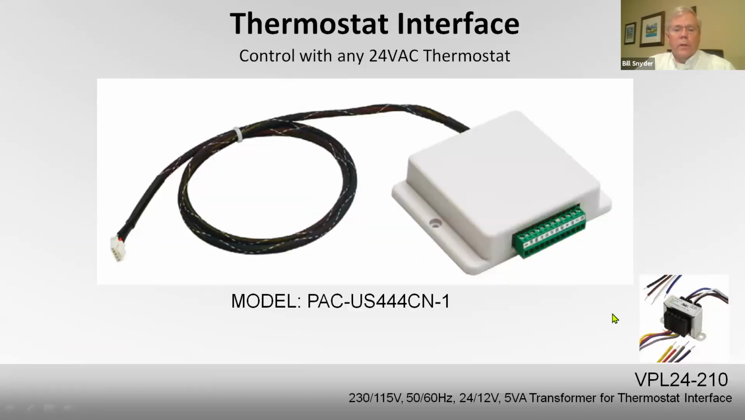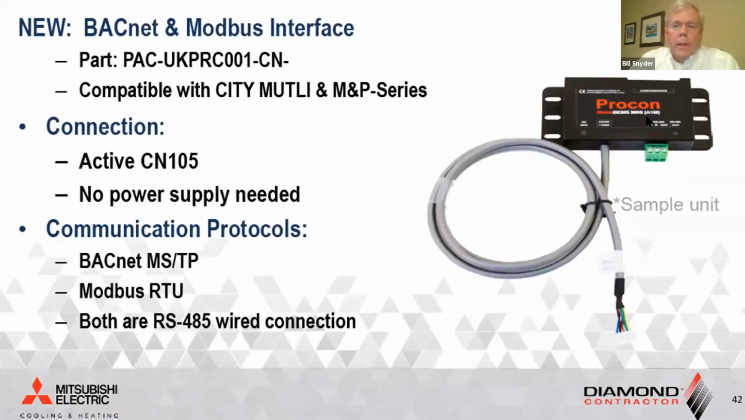This is the thermostat interface we talked about earlier. It does require this little transformer, and you're able to control our equipment through the CN105 by wiring a thermostat to here. You need a Y1, Y2, W1, W2, G wire. You have a common and a hot lead from the thermostat, and a common and a hot lead from your transformer. This Procon unit is a BACnet interface that also plugs into the CN105. So if you have a commercial job with BACnet controls, we can use this to control that system.